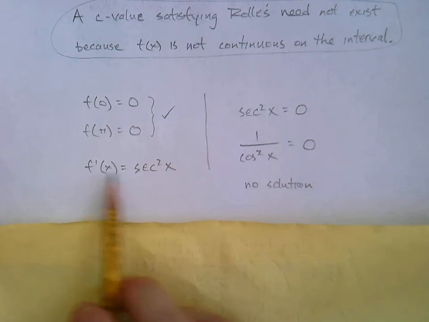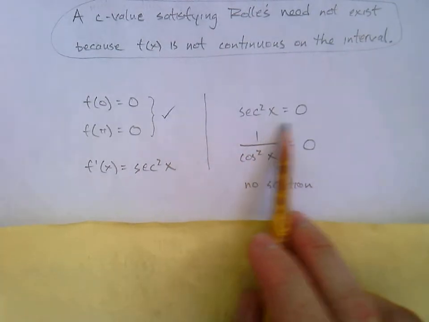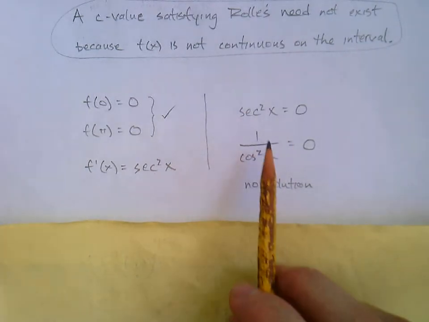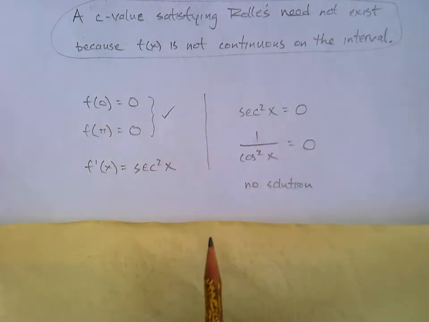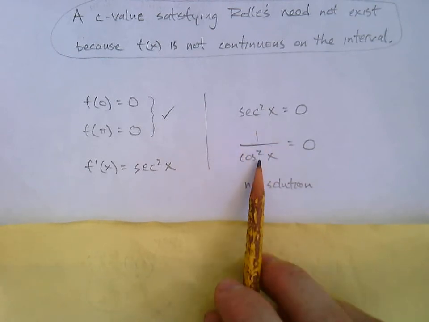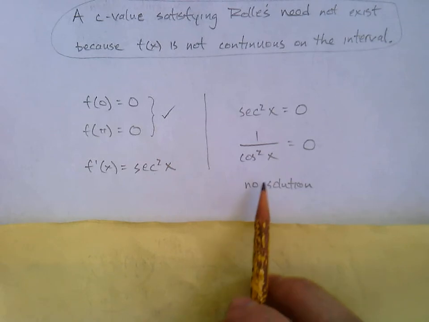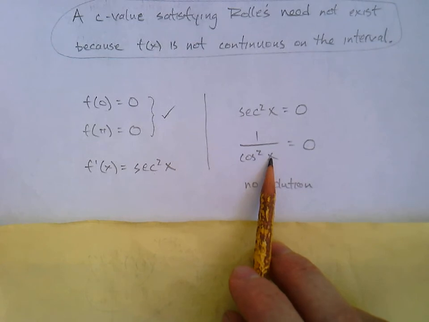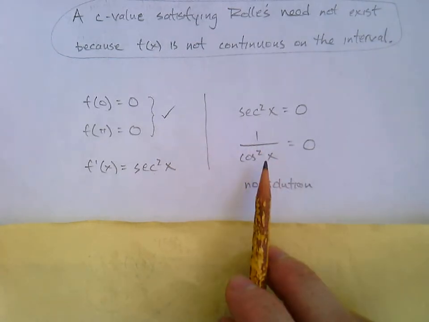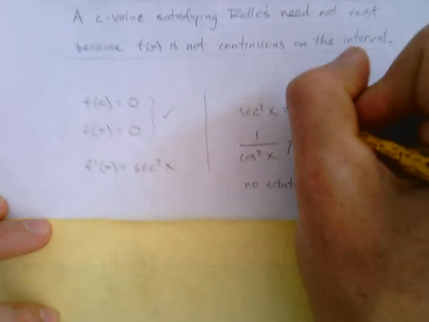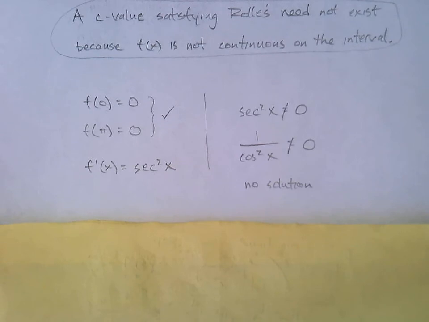If we take the derivative of tangent, it's secant squared. But if we try to set secant squared equal to 0 and solve, we're not going to get very far. Secant squared won't ever equal 0. And why is that? Because secant is 1 over cosine x. What value of x would you put in to get 0? The cosine of 0 is 1, so secant of 0 would be 1 over 1. There's nothing you can plug in. This just doesn't happen. Neither of these work. So it need not exist, and it doesn't exist.